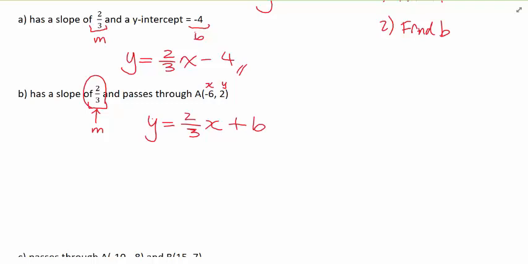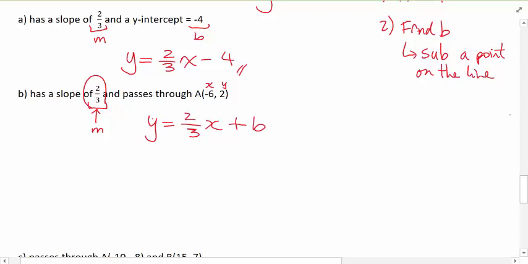Okay, so to find B, what you have to do is sub in a point on the line and isolate B. And then you find your B value. Is that okay? Alright.